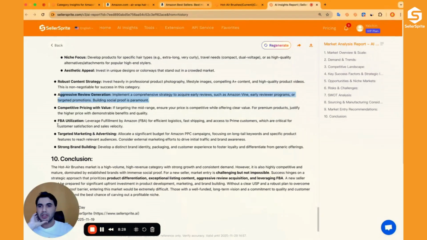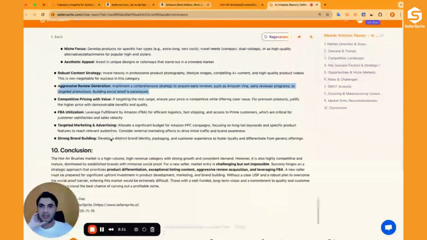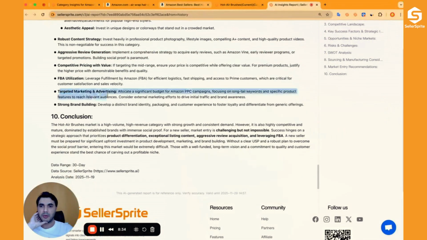Merging, etc. Pricing, FBA, target market advertising. Advertising is also very important. Allocate a significant budget for Amazon PPC campaigns. We have a tool dedicated especially for advertising. You can understand what percentage of traffic you are going to get from different advertising campaigns, and you need to add that up to your cost to understand. Advertising is the biggest spending.